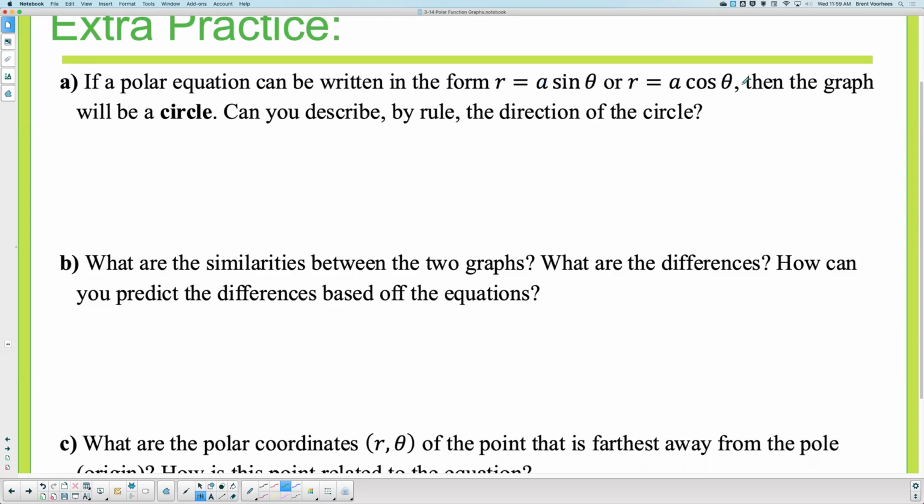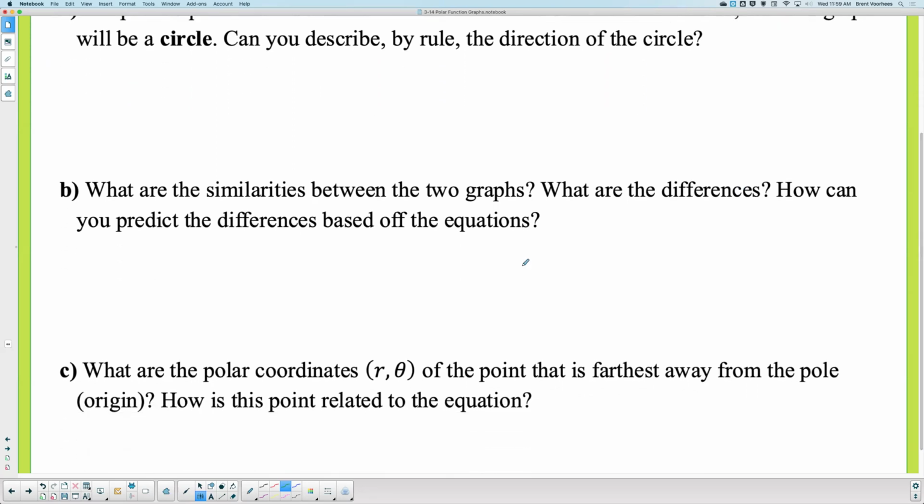What does it mean if it's a cosine? That is going left or right. Left or right? What about A? If it is positive, it's going to the right. If it's negative, left. Okay. So what's the similarities between both graphs? The A determines its maximum. They are all circles. What are some differences?